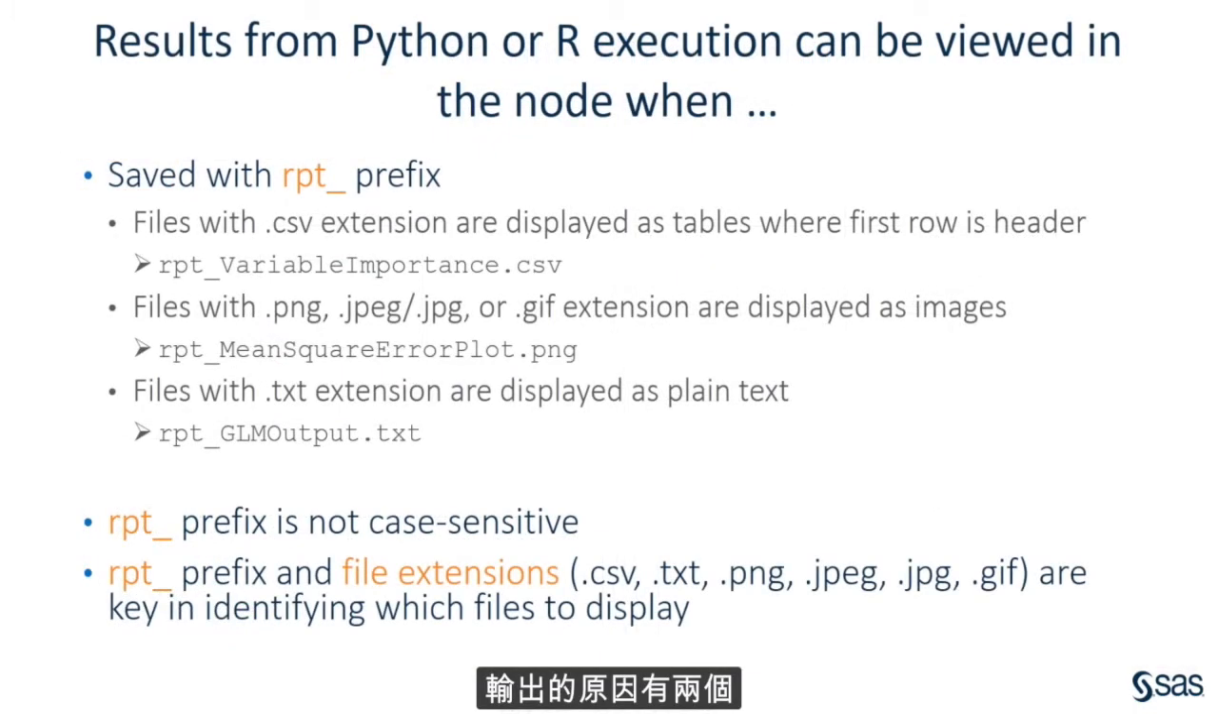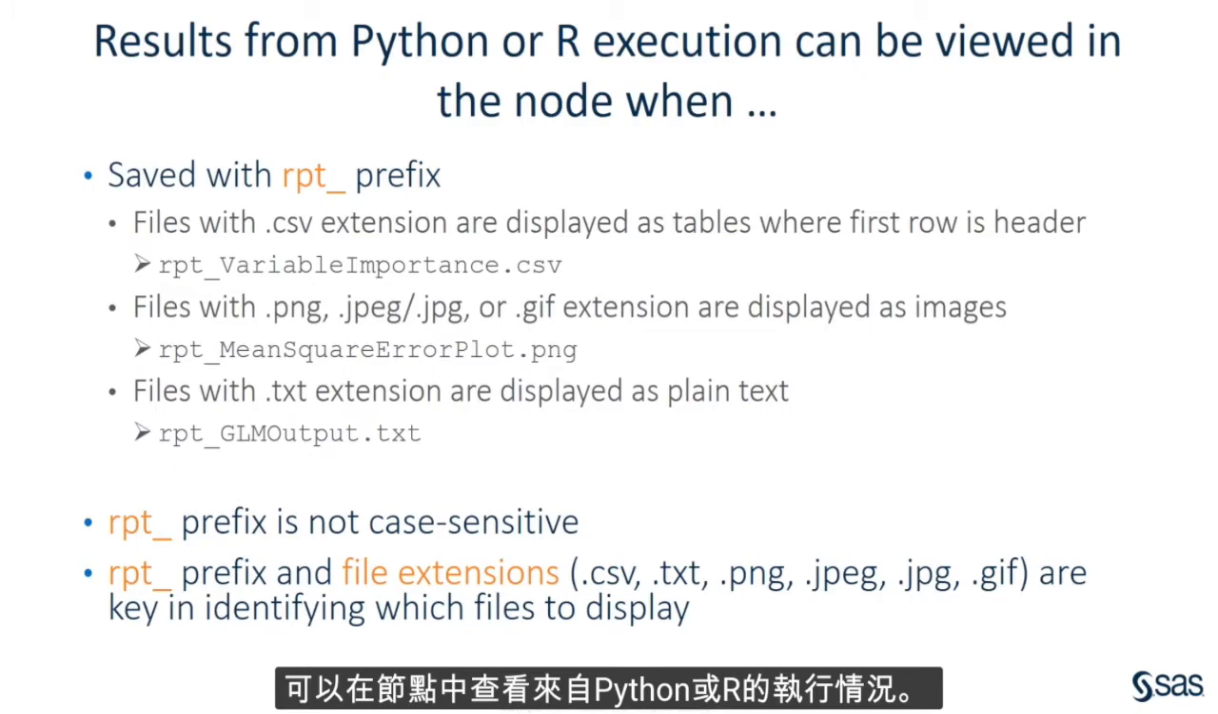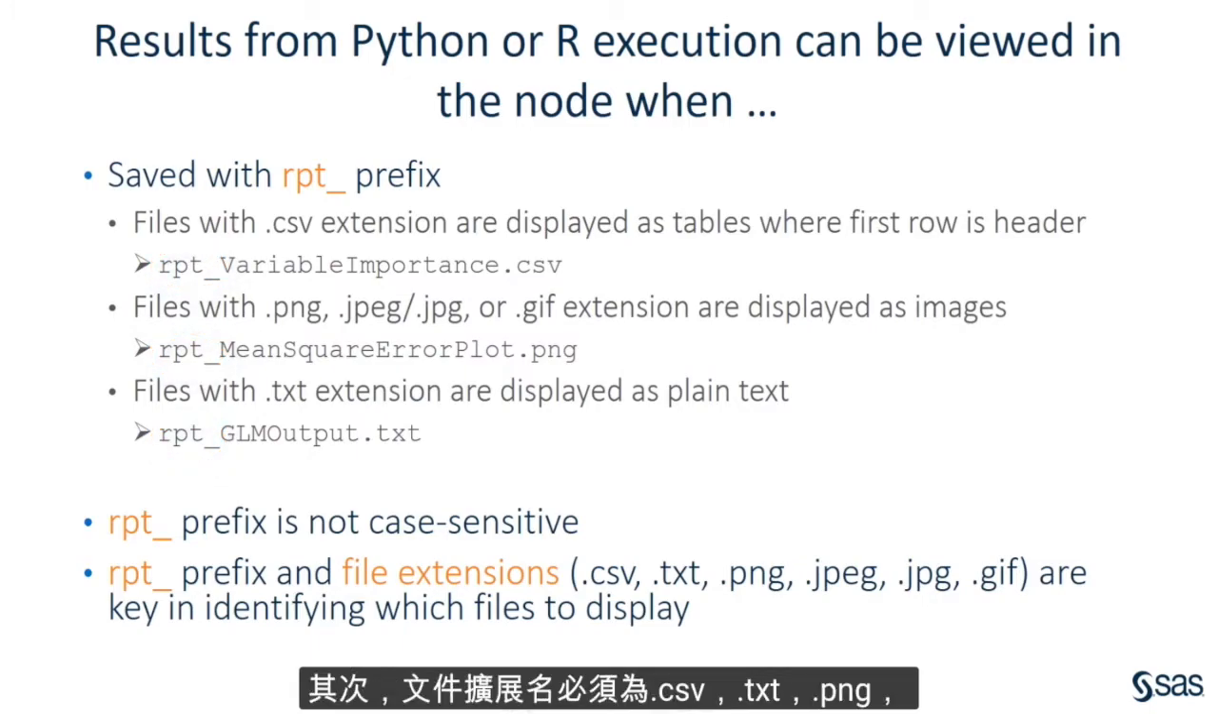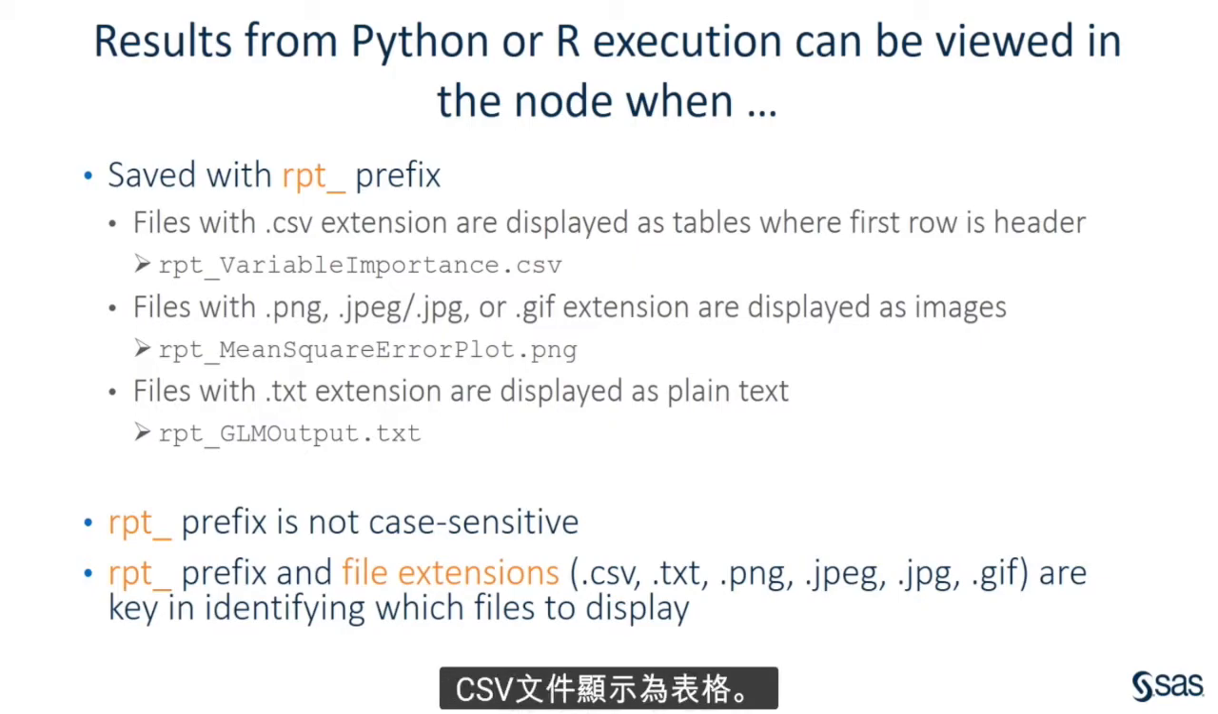There are two reasons why the output from Python or R execution can be viewed in the node. First, the output file name should be saved with an rpt_ prefix because this tells the node to display them in results. And second, the file extension has to be CSV, TXT, PNG, JPEG or GIF because this tells the node how to display them. CSV files are displayed as tables, TXT files are displayed as plain text, and PNG, JPEG and GIF files are displayed as images.